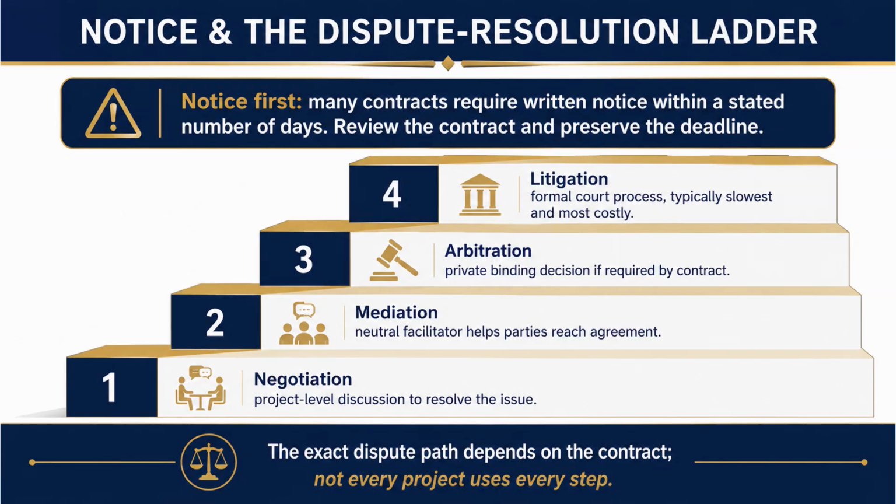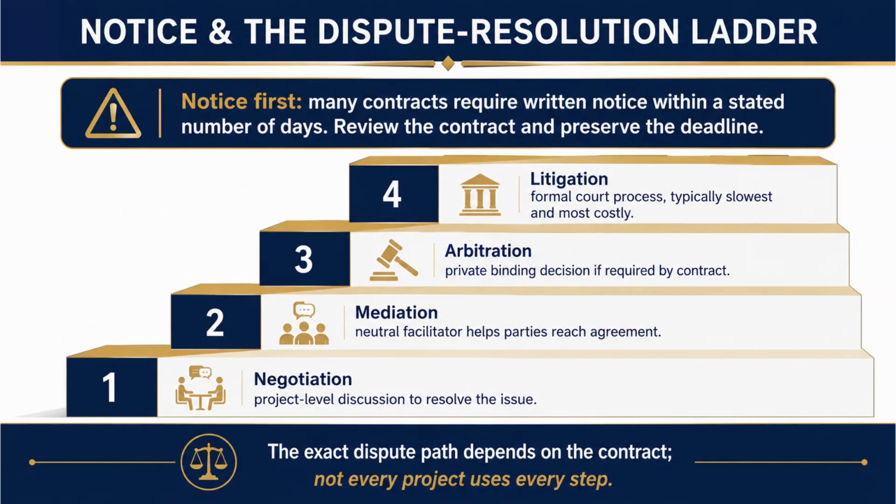Rung 2, mediation. A neutral facilitator helps the parties reach agreement. The mediator doesn't decide. They help you find your own agreement. Still relatively cheap and non-binding. Rung 3, arbitration. A private binding decision, if the contract requires it. Now a neutral arbitrator actually decides, and you're bound by it. More formal, more expensive, but usually faster and more private than court.